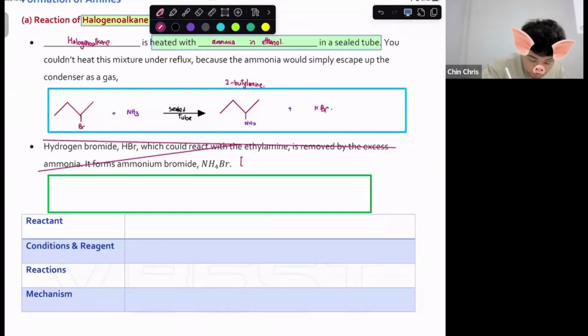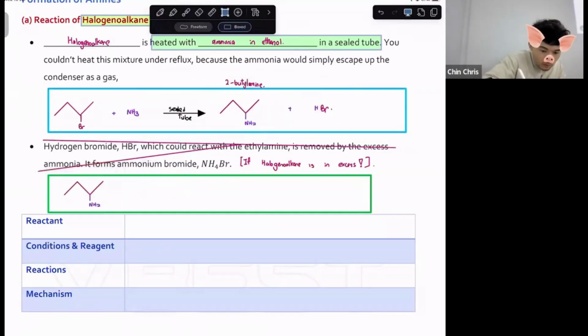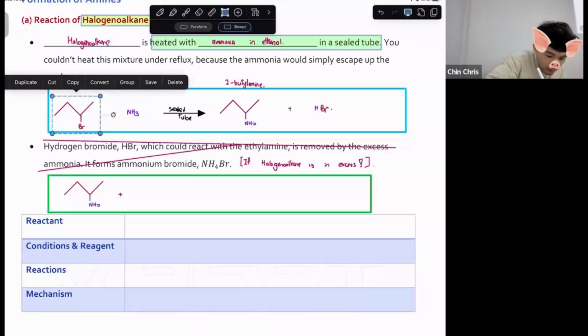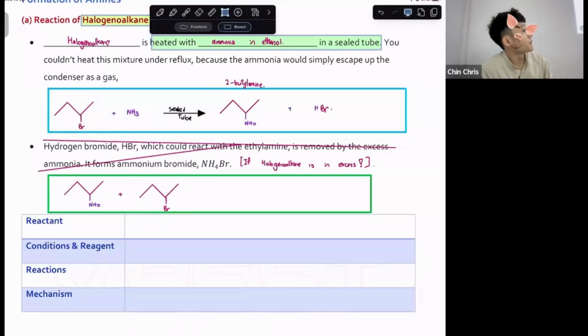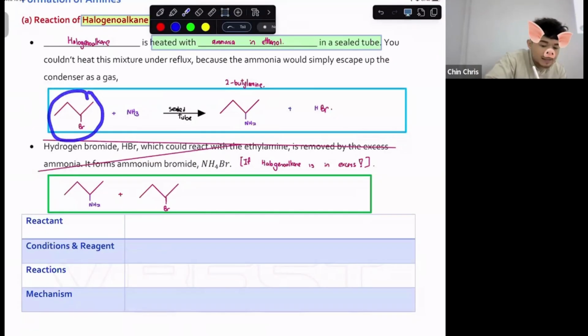If your halogenoalkane is in excess, the product formed, this 2-butylamine, can react with your halogenoalkane again. This is a brand new thing here. I think I need to edit my note already. Let me edit it now. So this halogenoalkane, if it's in excess, is going to react with the product formed, so it undergoes another substitution.